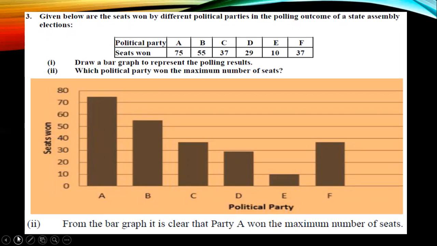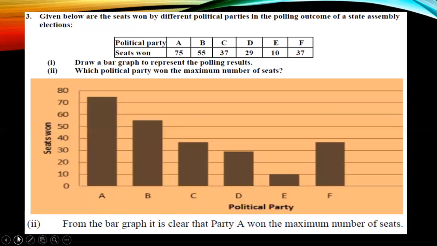As you could see, political party A has won 75 seats, political party B has won 55 seats, political party C has won 37, party D has won 29 seats, party E has won 10, party F has won 37 seats. And as part of the question, we are asked to draw a bar graph to represent these polling results. Now, if you could see, we don't have a uniform gap, like one number is 75, 55, and then we have 37. So we cannot say that we have a uniformity of 5, tables of 5 coming up. No, that isn't the case.